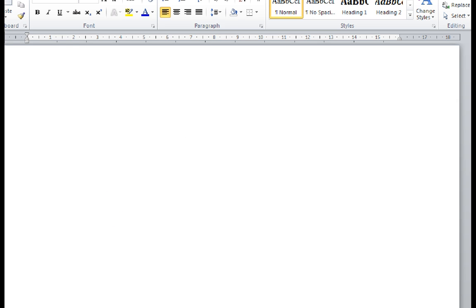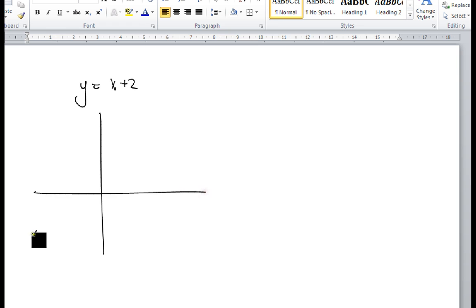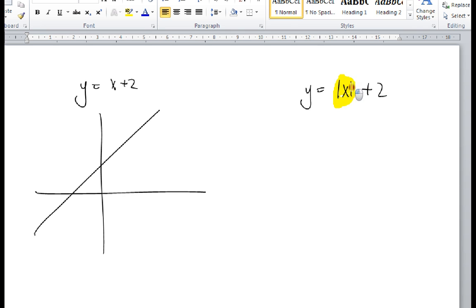Okay, now let's see. Let's say we have y equals x plus 2 again. And then you get this. Now we want to deduce y equals mod x plus 2. Now contrast this with the earlier part. Your mod is on the x only. Have attention, please, all look up.